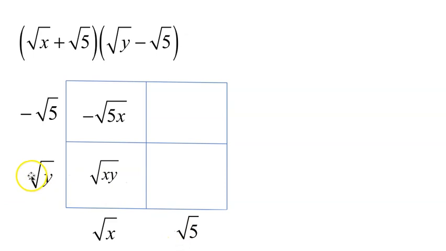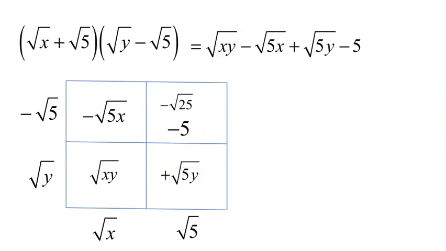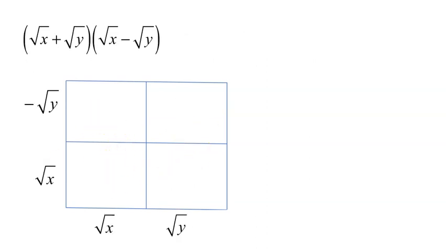Here we have positive root 5 and positive root y. It'll be positive root 5y. And then we have root 5 times negative root 5. Root 5 times negative root 5 is negative root 25, which of course is negative 5. You could think of that as 5 times 5, pull it out, we get negative 5. So we're going to add all of these pieces together. Root xy minus root 5x plus root 5y minus 5 is my answer to that one. And you can see that this multiplication box is nice because you can sort of simplify it inside it and visualize all of the multiplication.